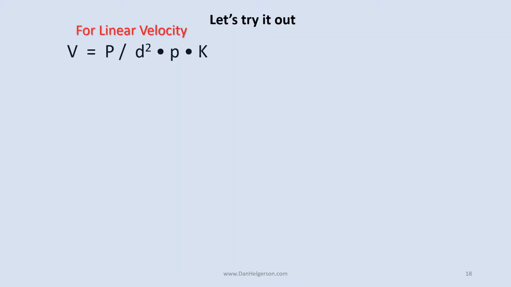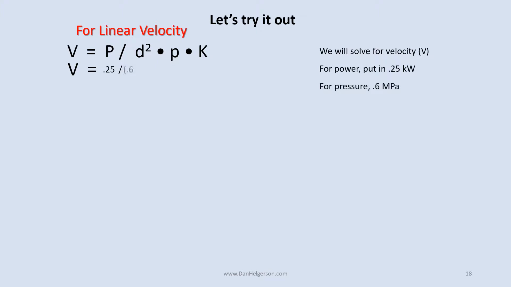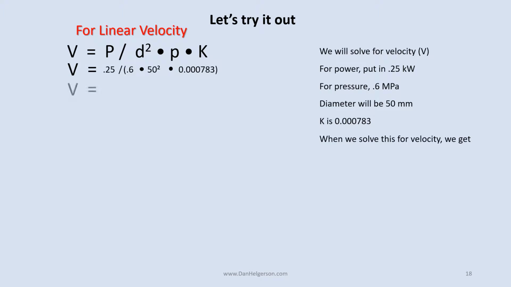So let's try it out for linear velocity, and again we will solve for velocity. For power, put in 0.25 kilowatts as before. For pressure, again put in 0.6 megapascals. The diameter will be 50 millimeters, and K is a constant of 0.000783 from the earlier formula. When we solve this for velocity, we get 0.213 meters per second.